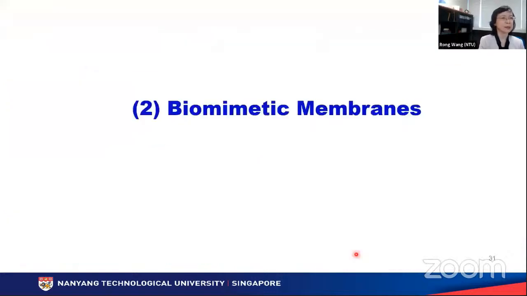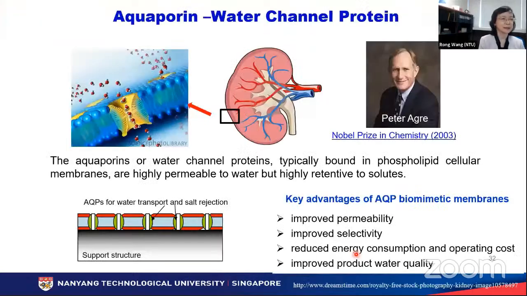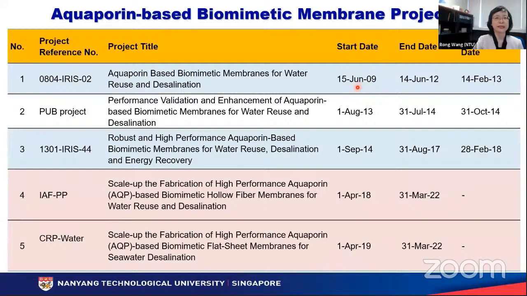Now, I'd like to talk about biomimetic membranes. 10 years ago, people were fascinated by the aquaporin water channel protein. People thought, can we incorporate the water channel protein into the synthetic thin film to enhance the synthetic membrane's water permeability? We started this work 10 years ago. You can see the first project supported by the Singapore government was in 2009. Until today, we are still working on this topic.